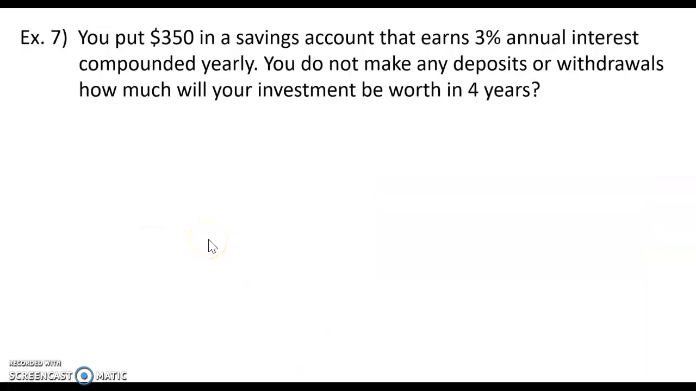Now open your packet to page 10 and we're going to go over example number 7 together. You put $350 in a savings account that earns 3% annual interest compounded yearly. You do not make any deposits or withdrawals. How much will your investment be worth in 4 years? Because the word problem contains the word compounded yearly, you're going to need to use the compound interest formula.